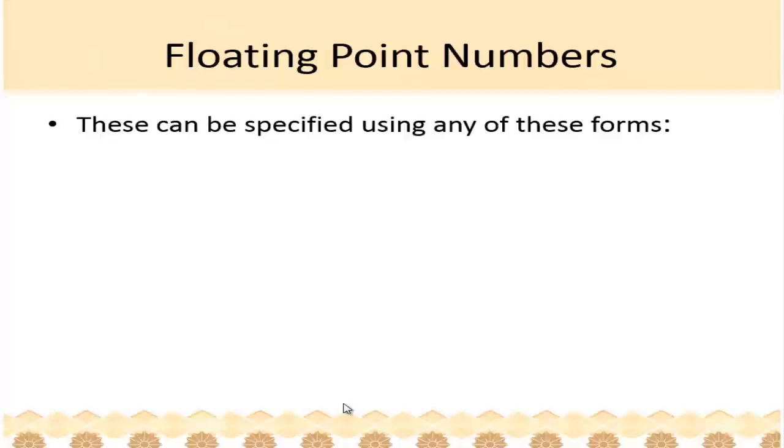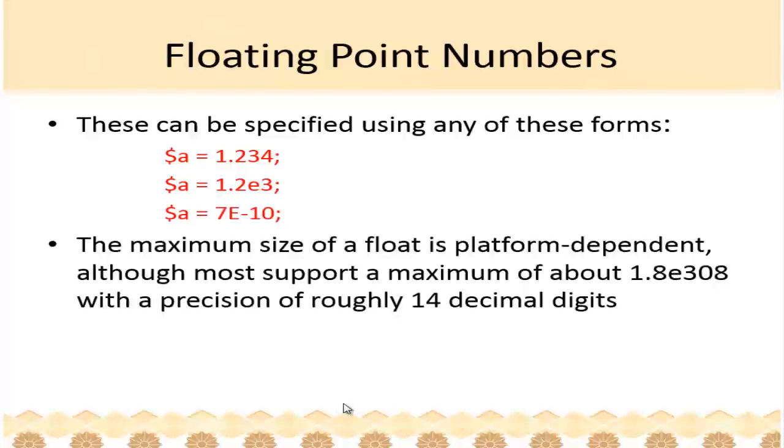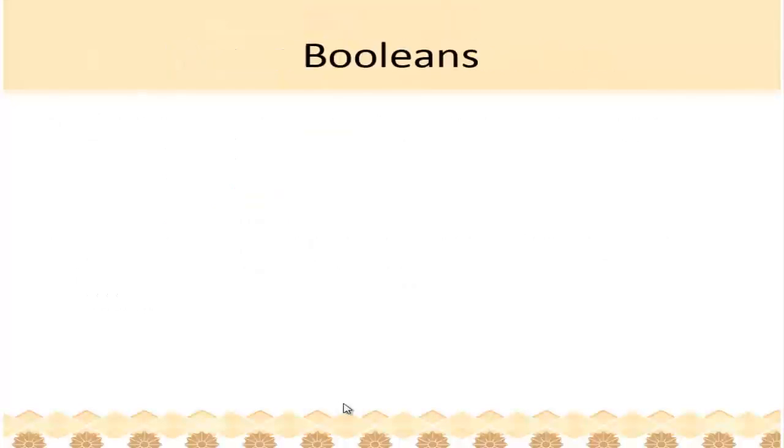Let's go to the floating point number. Floating point numbers are numbers with a decimal, and there are many ways in which you can specify them. One is the ordinary one, like .1234, or using the scientific notation, with capital E or small case e. It's going to work fine. Again, the maximum value of the floating point number depends on the platform on which you are running it. You can have roughly 14 decimal digits of precision with the floating point number.